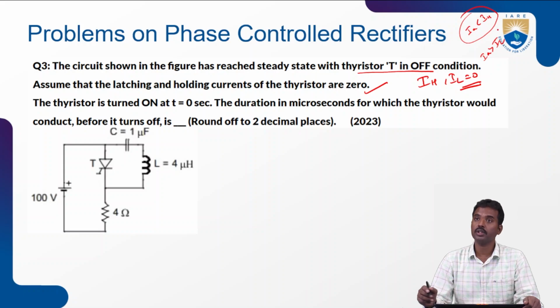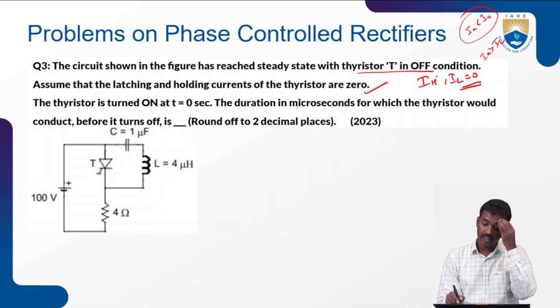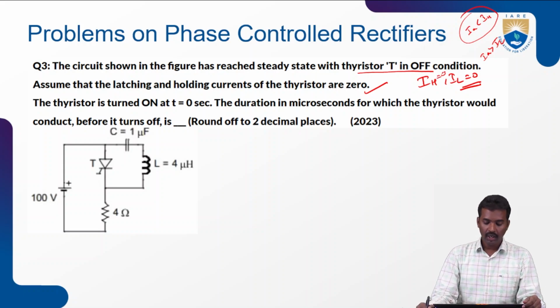So in this case the thyristor comes from forward blocking mode to the forward conduction mode. Now these conditions, IL equals 0 and IH equals 0. The thyristor is turned on at t equals 0 seconds. So, find the duration in microseconds for which the thyristor would conduct before it turns off.